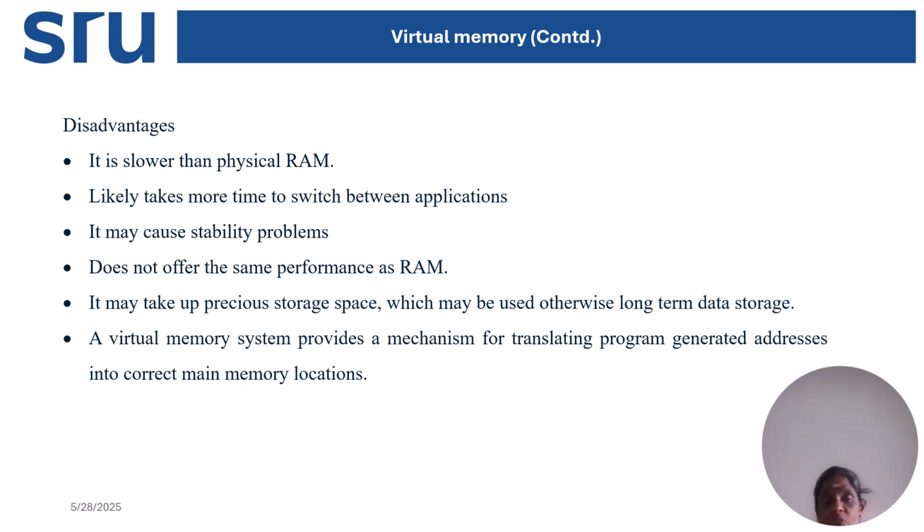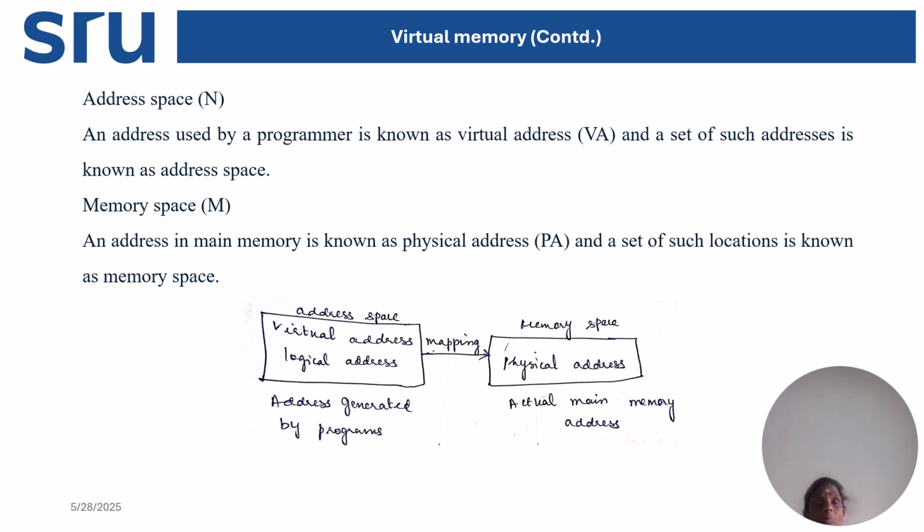A virtual memory system provides a mechanism for translating program-generated addresses into the correct main memory location. So it is used for the calculation of the maximum memory address. Then address space, a small diagram for the virtual memory. An address used by the programmer is known as a virtual address, and the set of such addresses is known as address space. And then memory space.